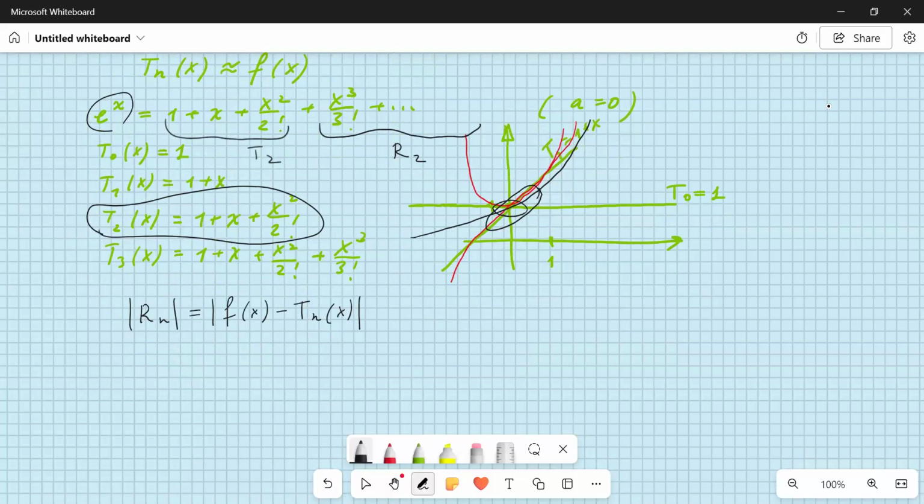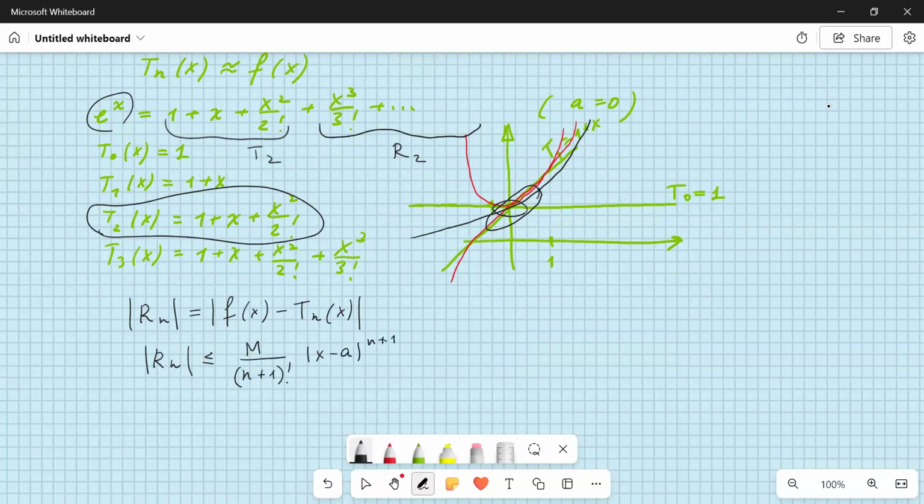For the remainder, guys, we are going to have a special formula to estimate how big the remainder is. We're not going to prove it, but the formula is not very complicated. It looks very much like the next term in the Taylor series.